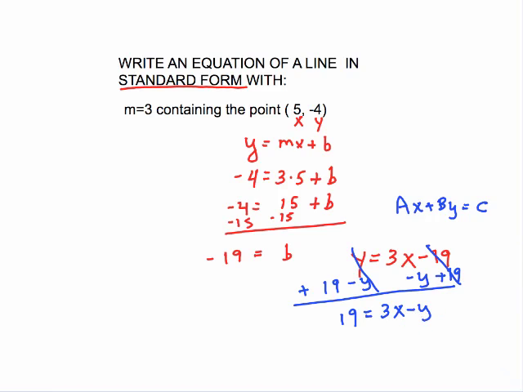We can check it here. We think x was 5, y was -4. So 3 times 5 is 15, minus, because that's what that is, a -4. 15 minus a -4 gives us a positive 19.